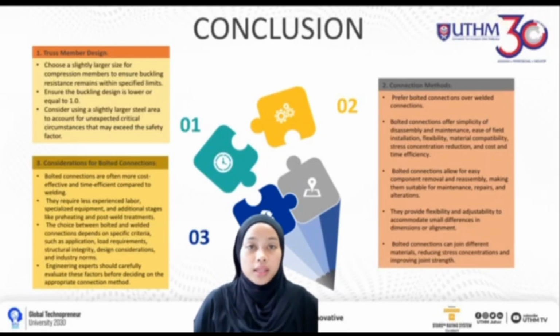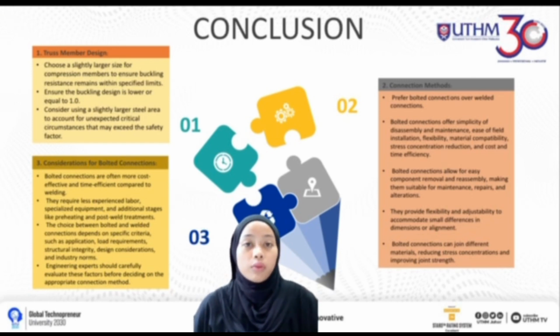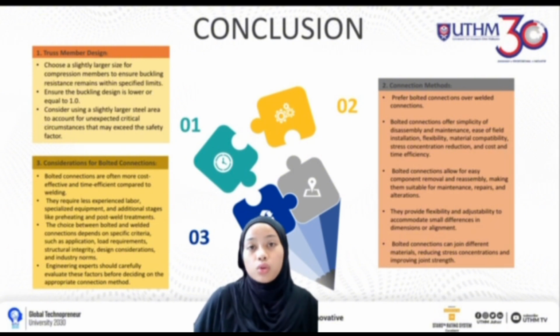We prefer bolted connections over welded connections because bolted connections offer simplicity of disassembly and maintenance, that is for field installation, site feasibility, material compatibility, stress concentration reduction, and cost and time efficiency. Bolted connections allow for easy component removal and reassembly, making them suitable for maintenance, repair, and alteration. They provide flexibility and adjustability to accommodate small differences in dimension or alignment. The bolted connection can also join different materials, reducing the stress concentration and improving joint strength.